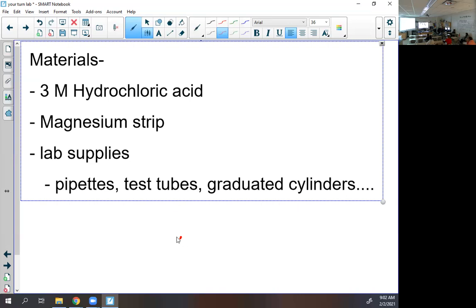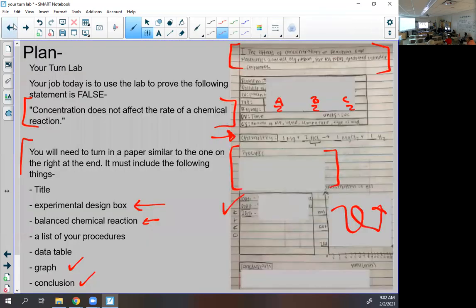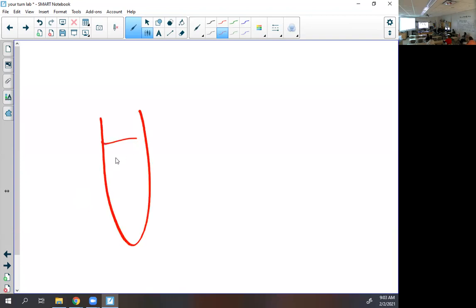All right, so this is kind of a culmination of a ton of things that we've done throughout the entire year. How do we find the rate of a chemical reaction? All right, the rate equals change over time. The change you're measuring today is simply how long it takes the magnesium strip to react, like to disappear. It will start reacting the moment you drop it in. The time is how long it takes for it to completely disappear.